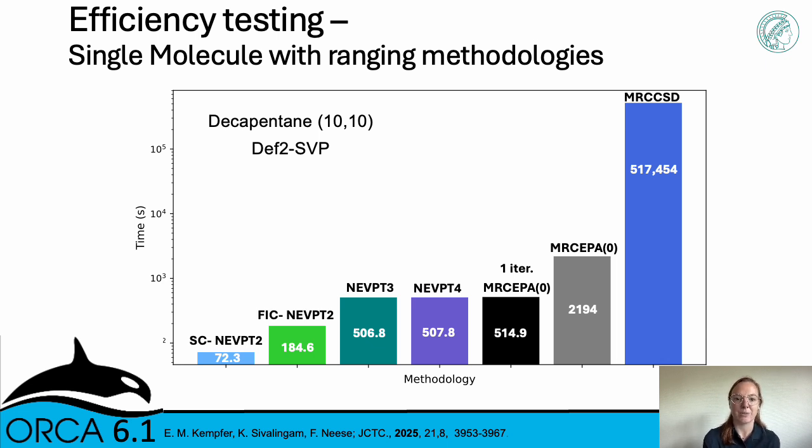Now, comparing this to the single iteration of MRC-PA0, we see that this also takes about 500 seconds. And this makes sense because the MRC-PA method also calculates this U vector, so it makes sense that it takes about the same amount of time. However, the MRC-PA0 method is an iterative method, so we can't necessarily only look at how much time one iteration takes. We also want to look at how much time it takes for multiple iterations. So the total timing for an MRC-PA0 calculation is about 2,000 seconds. Now, comparing this to MRCCSD, it takes about 500,000 seconds.